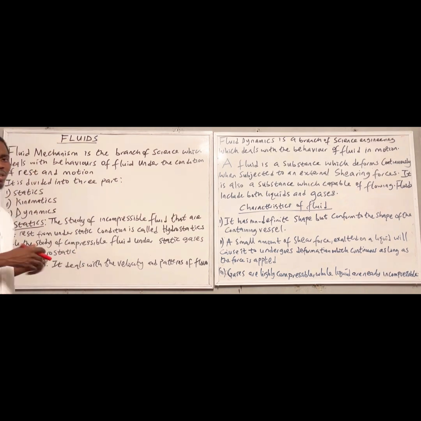Before we go to fluid mechanics, we have to know what we call a fluid. What is a fluid? A fluid is a substance that is capable of flowing. Any substance that can flow is called a fluid. It includes both liquids and gases. A liquid can flow, such as water or oil. A gas can flow, such as oxygen and air. So these substances are fluids, which include liquids and gases.